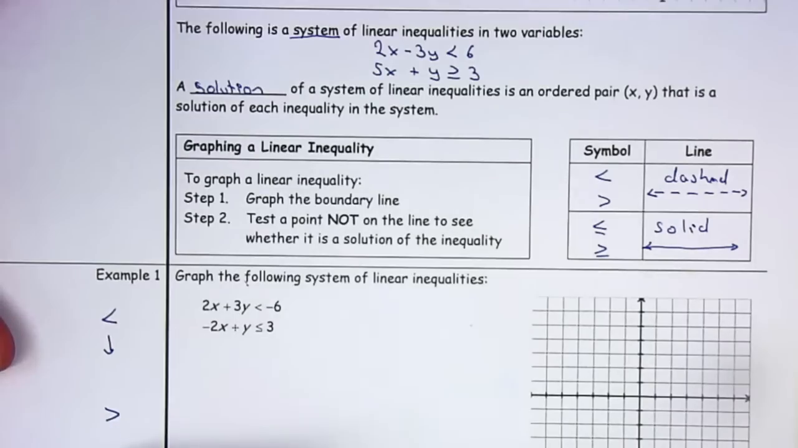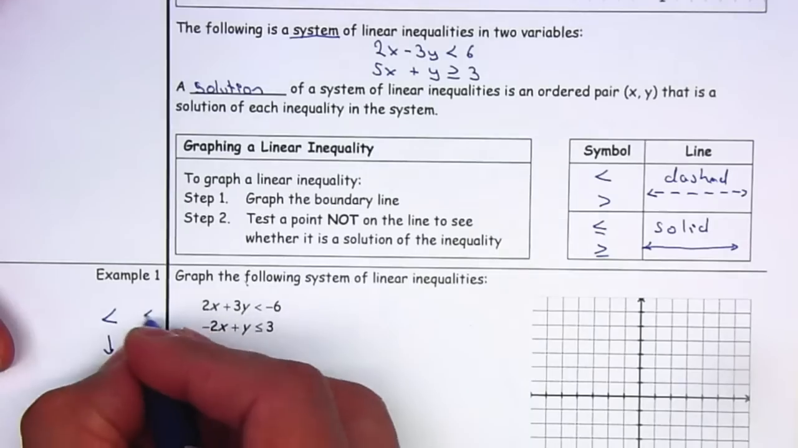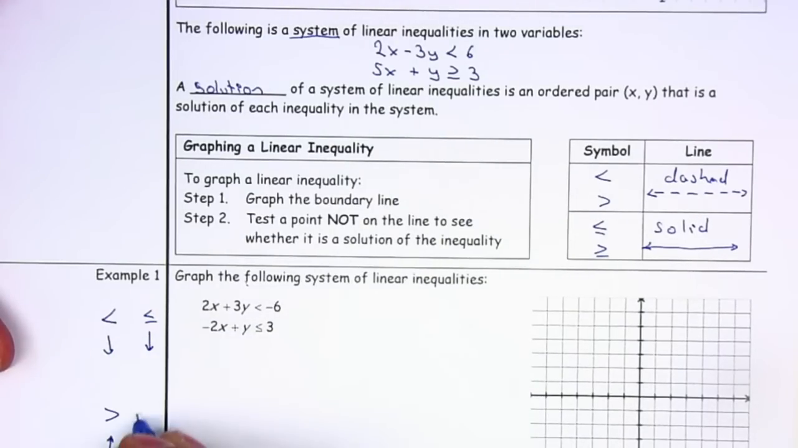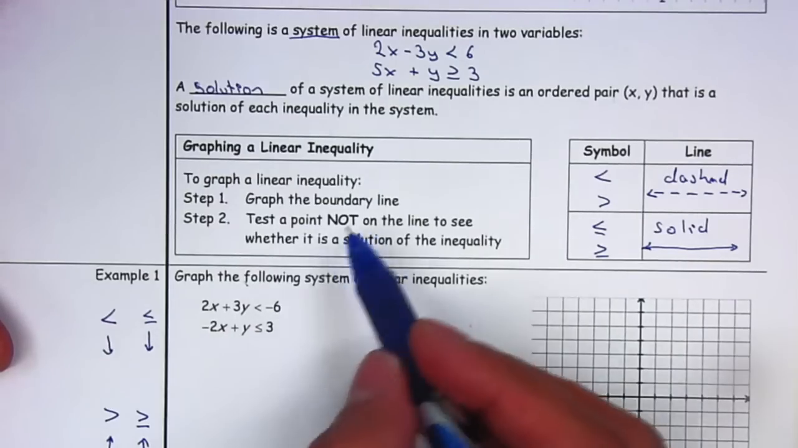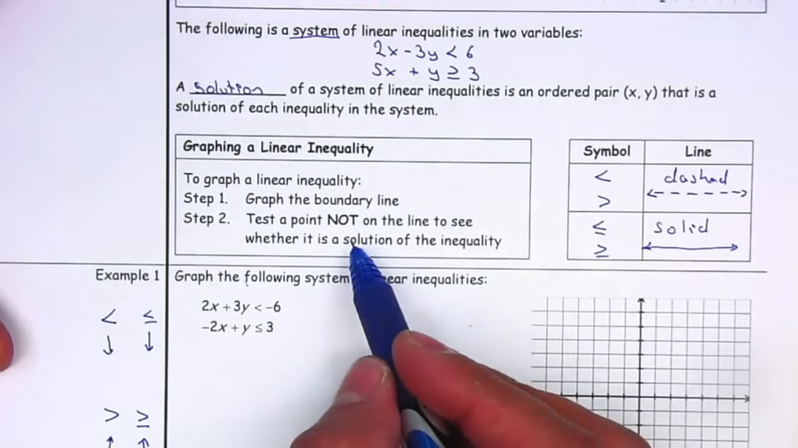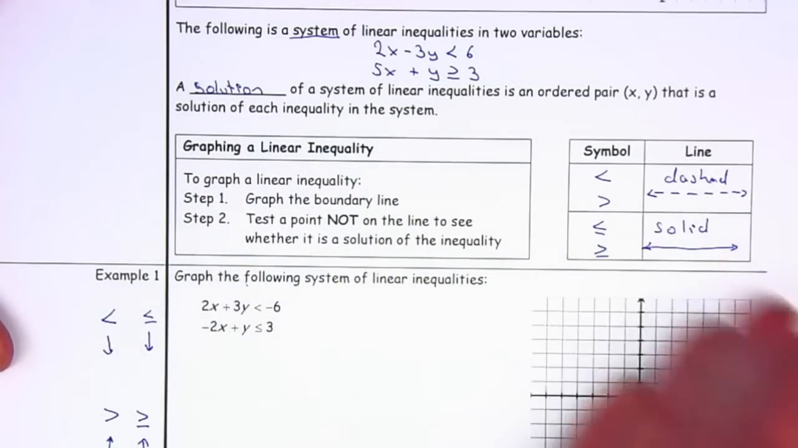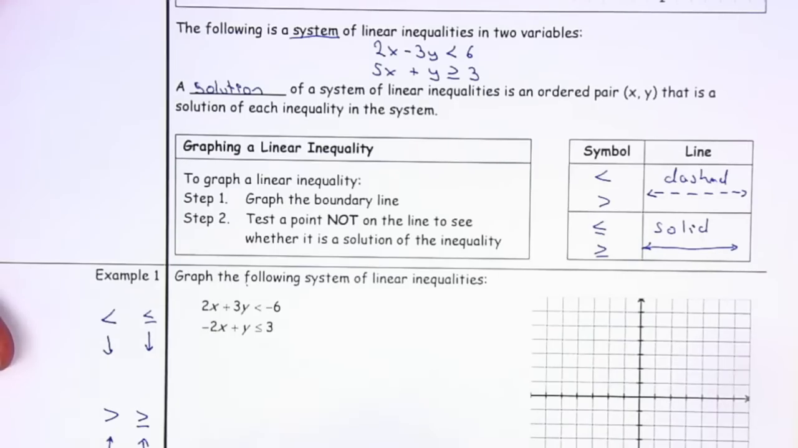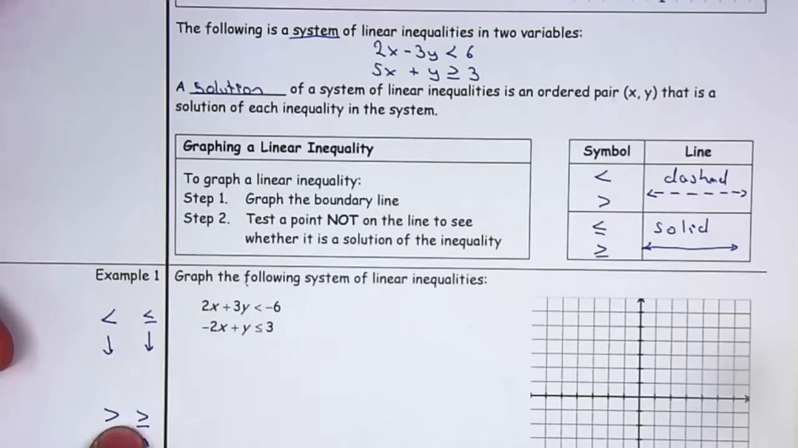If it's greater than, we're going to shade up. So if it's less than or equal to, we're going to shade down. Greater than or equal to, we'll be shading up. And you can use either method. Just select a point to see if it's a solution. If it's not a solution, you can shade the other side. Or you can just look at the inequality to decide if you shade the top or the bottom.